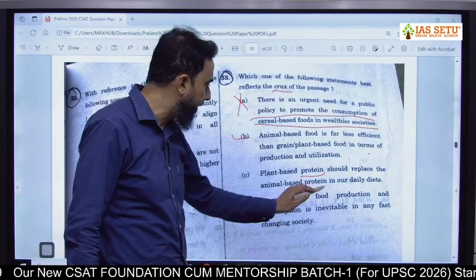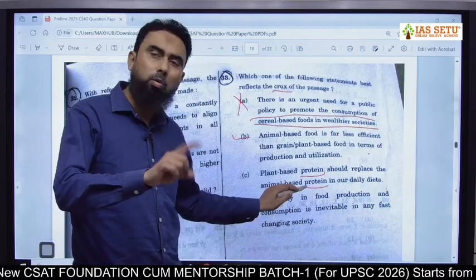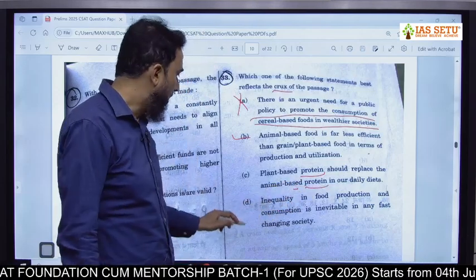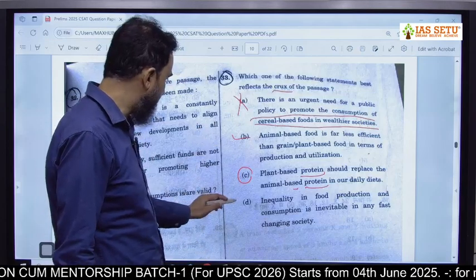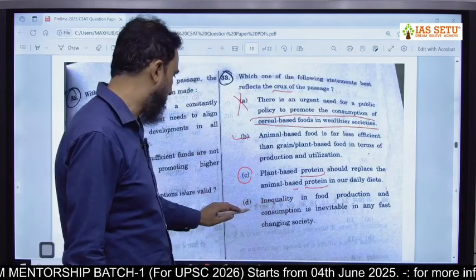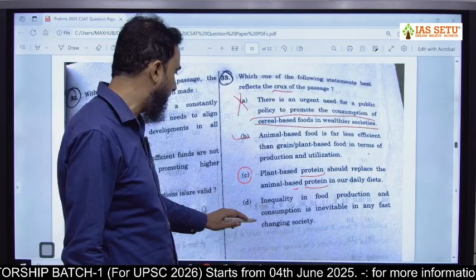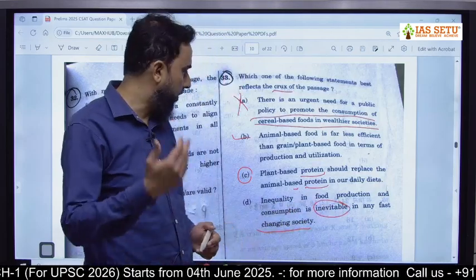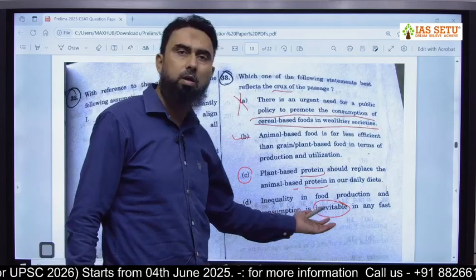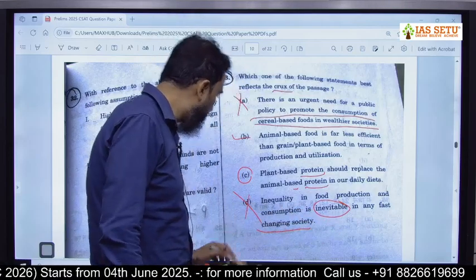Now it has confined itself to protein only. Though no doubt protein is given in the passage, it has narrowed down. So C is not the best. The inequality in food production and consumption is inevitable in any fast changing society. Inevitable is something that cannot be stopped, something that will certainly happen. No, nothing is given of this nature.